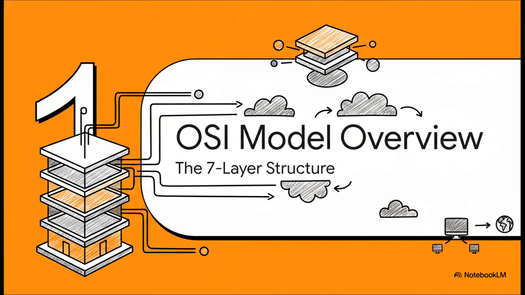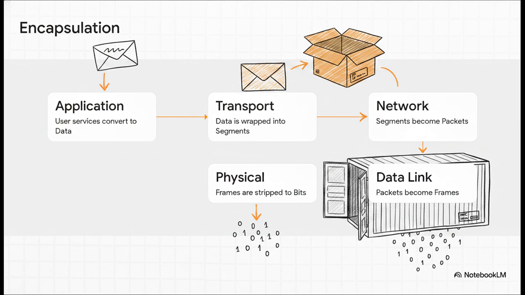Because, to understand the foundation, we really need to see the whole building first. The journey our data takes is this really fascinating process called encapsulation. Think of it like a set of Russian nesting dolls. When you send data from the application layer, it starts out as just plain data. But as it travels down the OSI stack, it morphs. At the transport layer, it becomes a segment. Down at the network layer, boom, it's wrapped up into a packet with IP addresses. Hit the data link layer, and now it's a frame with MAC addresses. And finally, by the time it hits the physical layer, it's stripped all the way down to raw bits, just pure zeros and ones. It's literally like putting a letter in an envelope, then a box, and then tossing it into a massive shipping container.